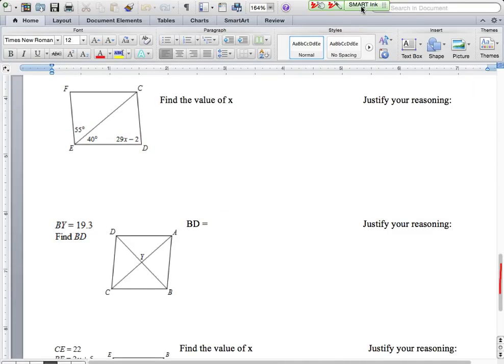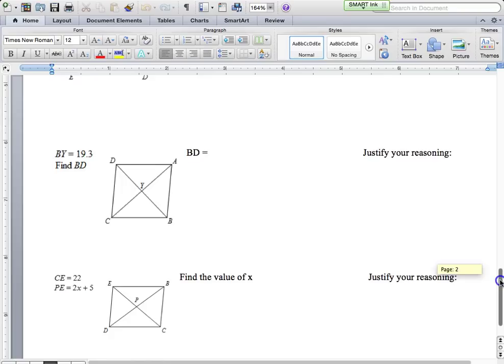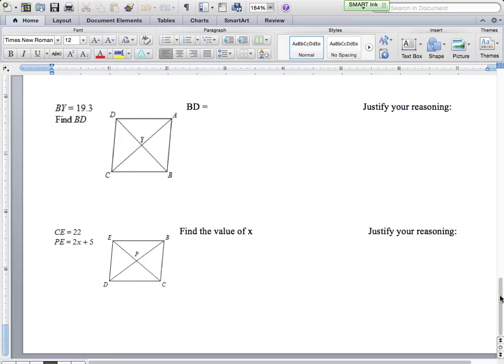Right, so a couple more. There's one property we haven't used yet. We'll use that one right here. So this problem tells us that BY is 19.3. So what's BY? BY is this section right here. And they say that is 19.3, and they want us to find BD. Well, BD is the whole way across, the entire diagonal.